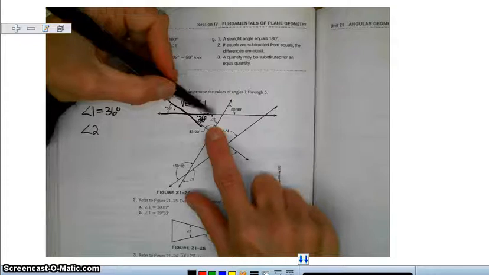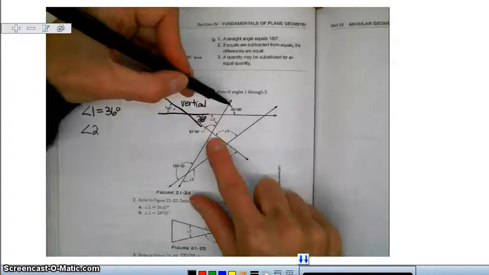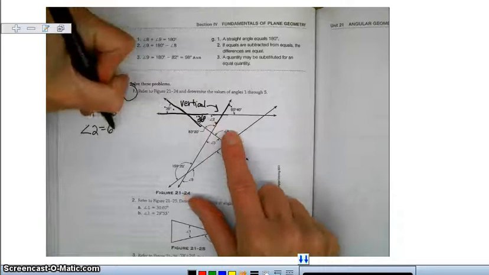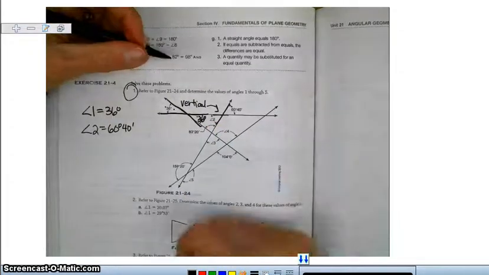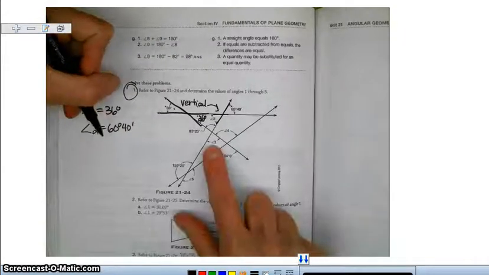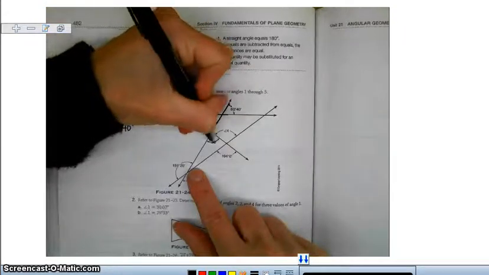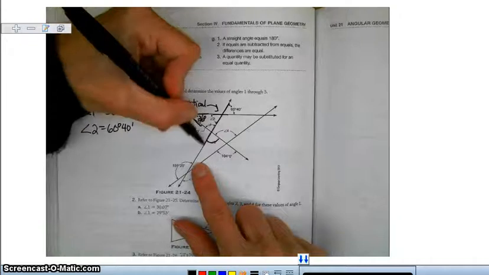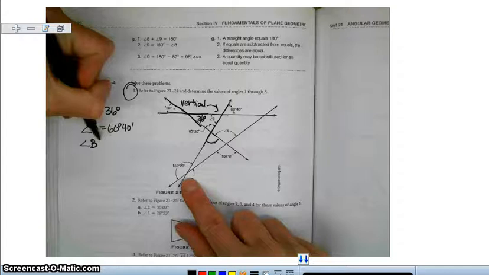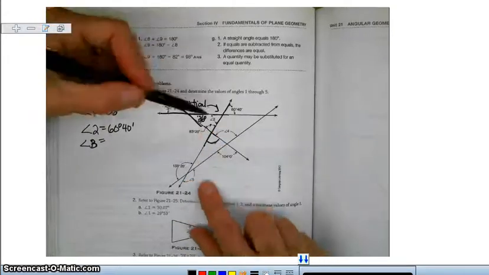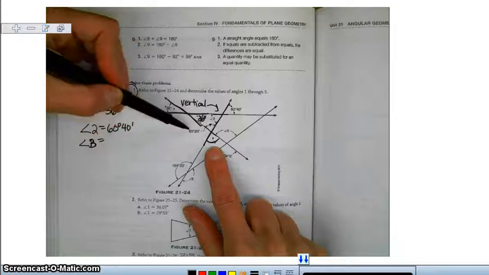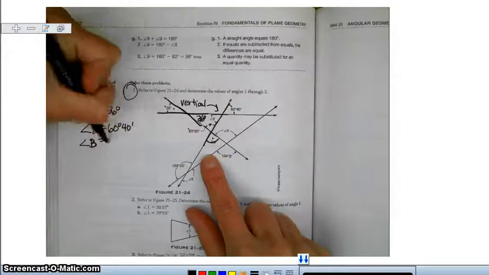Well, angle 2 is the same as this angle over here, because these two are vertical angles, so angle 2 is 60 degrees 40 minutes. And you can change that to a decimal, you just have to divide it by 60. Oh, but you don't need to. Okay, so now angle 3 is going to be the same as this angle over here because these are vertical. It's a vertical angle with this one, which is 83 degrees 20 minutes, so angle 3 is 83 degrees 20 minutes.